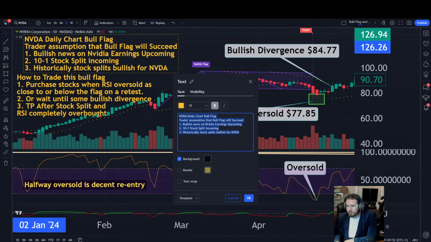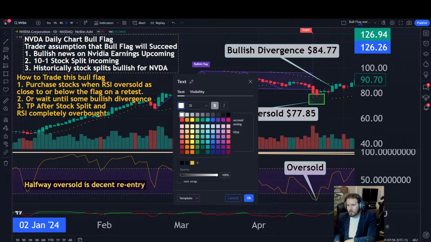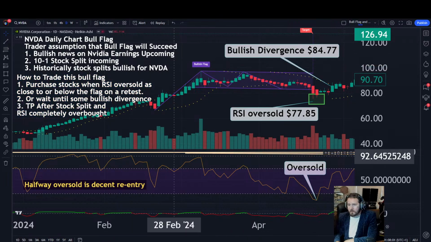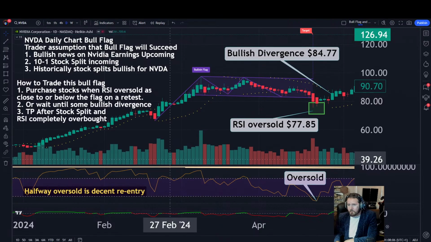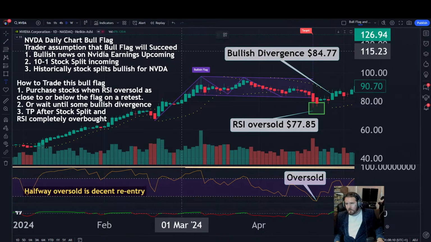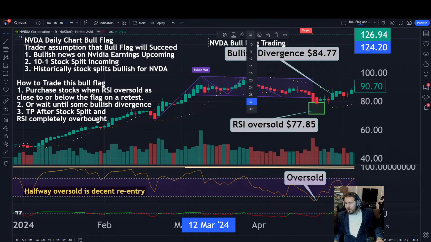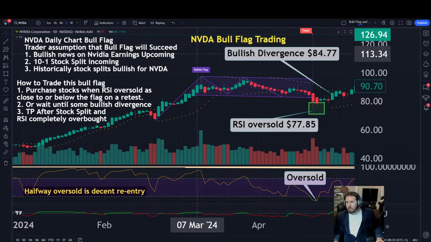Let me make this white right here. Might be a little bit easier to read, and then pull this down just a tad bit. Boom, this looks good. So let me add this right here. NVDA bull flag trading. And now I'll make this yellow. All right, cool.